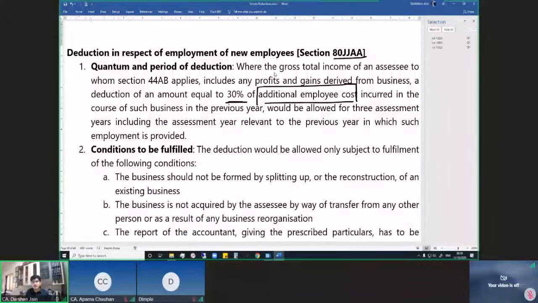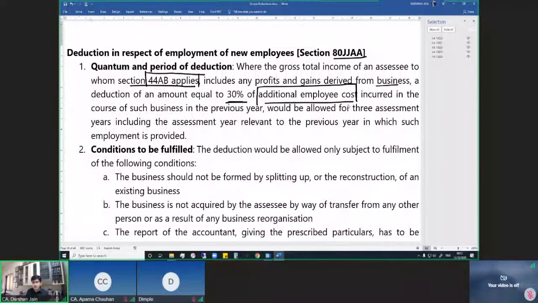Who could claim the deduction? An assessee to whom section 44AB applies, whose gross total income includes any profits and gains derived from business. Now section 44AB would apply to an individual who has got a turnover of more than 2 crore rupees, or 1 crore rupees as the case may be. If he's not covered by 44AD, he would be eligible for an audit under section 44AB if his turnover exceeds 2 crore rupees. Generally, for all other assessees, the limit is 1 crore. So it is only applicable to an assessee who derives income from business and not from profession.